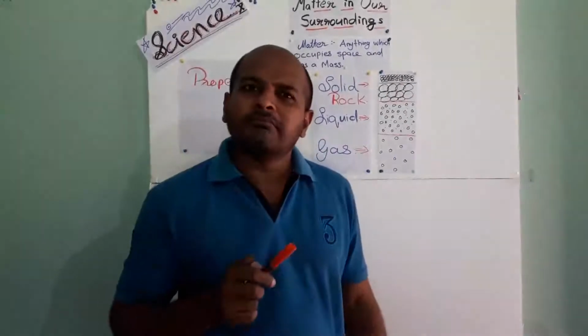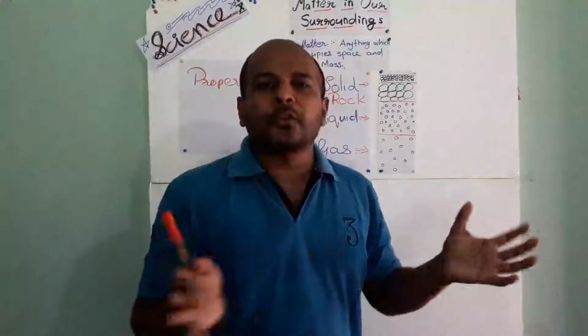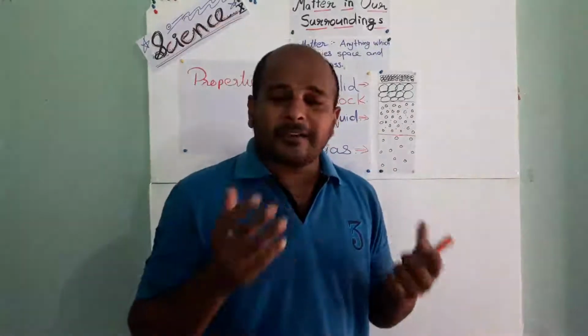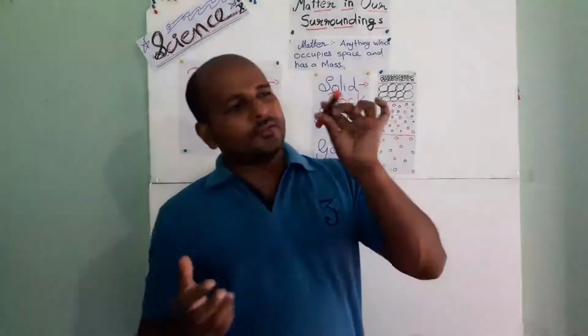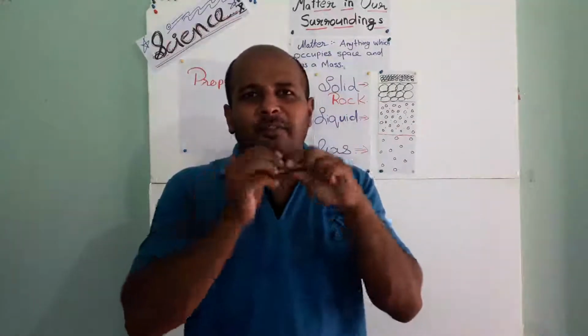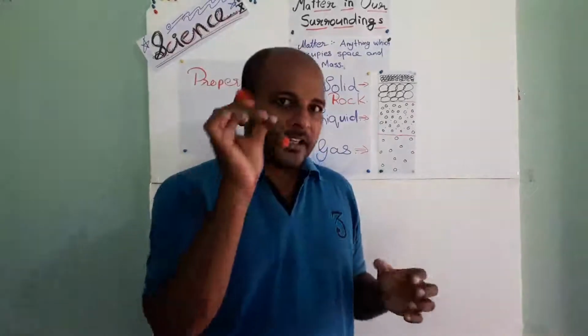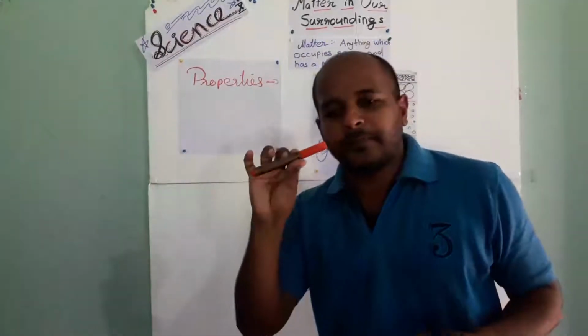What do you mean by volume? The amount of space occupied by that particular matter is called volume. So this will also have a particular volume. It won't change. It's very difficult to change the volume of solids because they are very hard and they must have a definite shape.